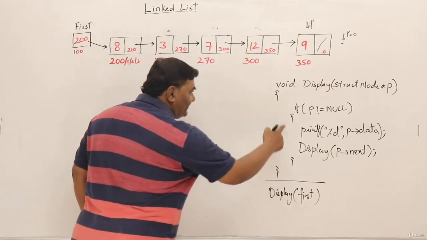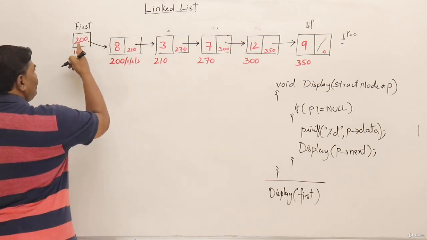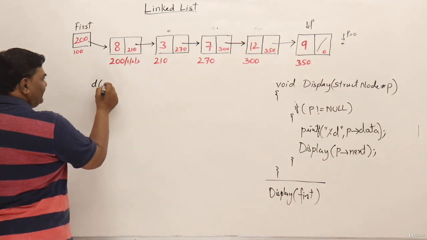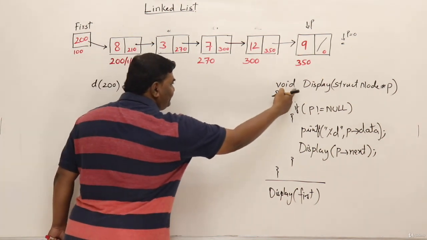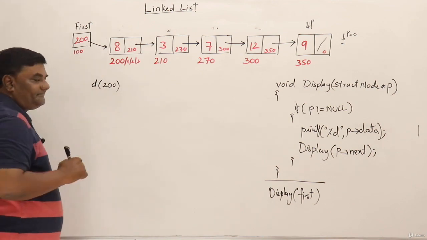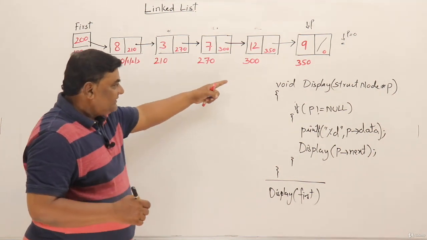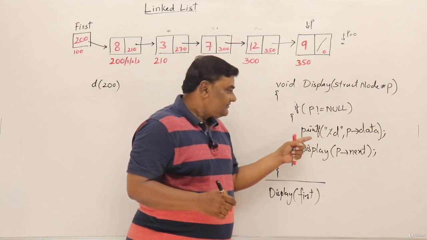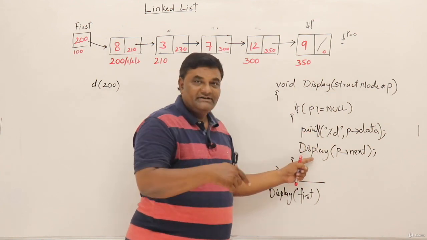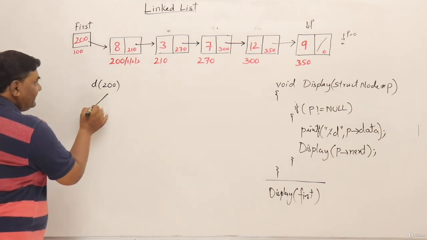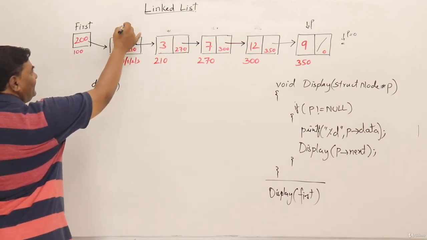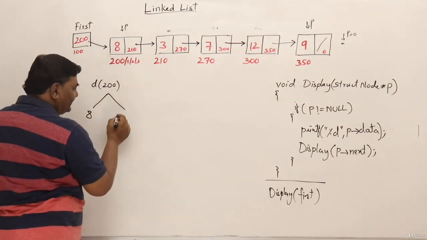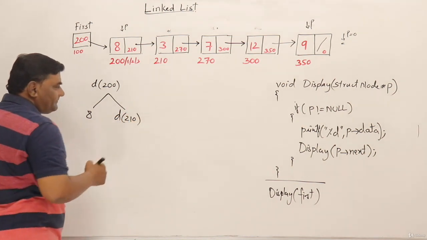First time when I call this function by passing first, that is the pointer of the first node, that is 200, it will be called upon first, that is 200. I am not writing the complete function name display, I am just writing D for display. Let us see what it does. See, 200 is passed, 200 is not null, p is not null, p is 200. So it will print and then call itself on the next node. First it will print 8, p is here. It will print 8 and call itself upon the next node, that is 210. So display will be called upon 210.